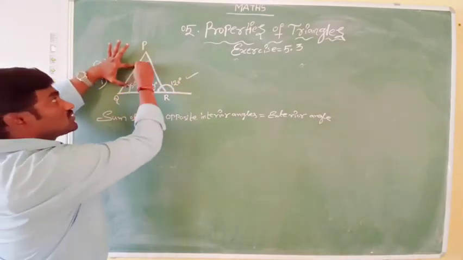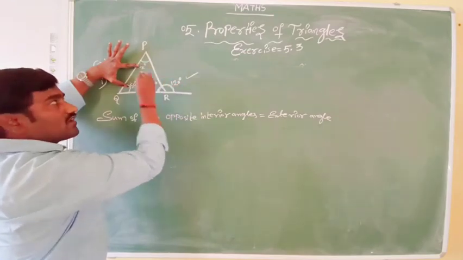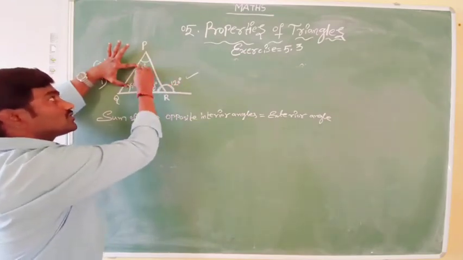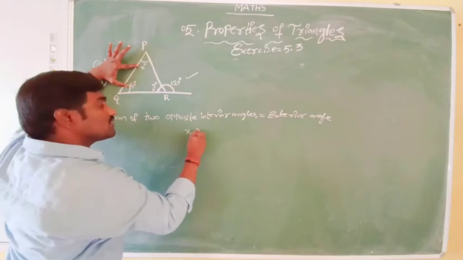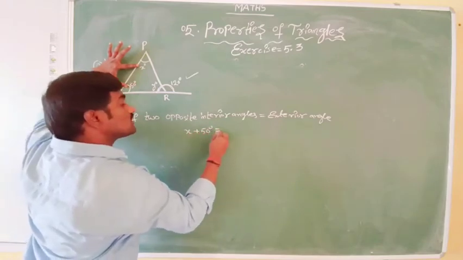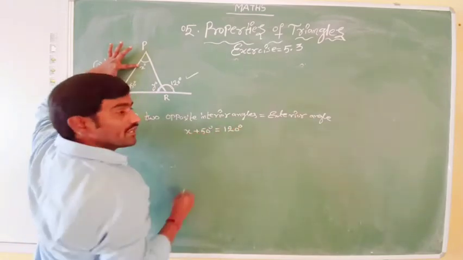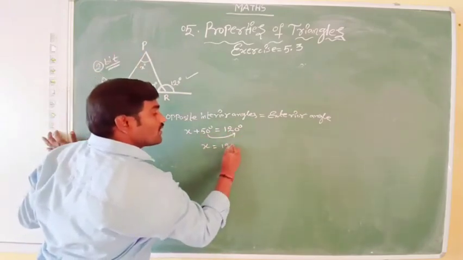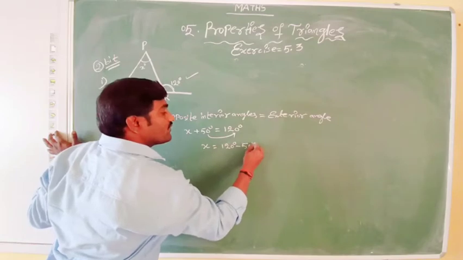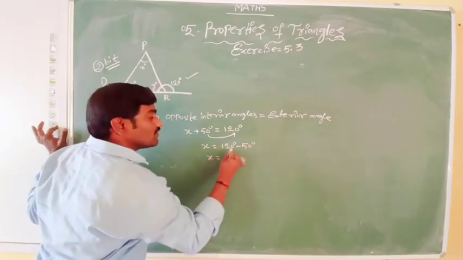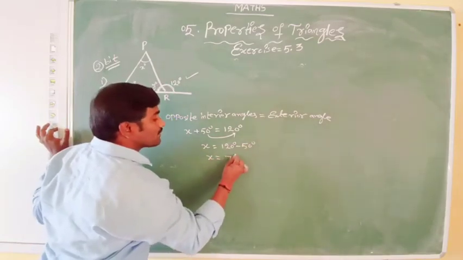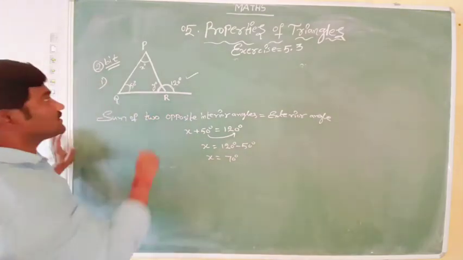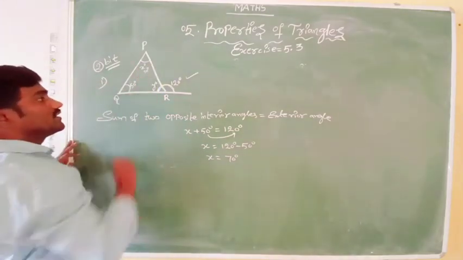Let us add these two. Sum of these two angles equals the exterior angle. We have learned this property already. So x plus 50 degrees is equal to 120 degrees. This 50 degrees you transfer to this side. x equals 120 degrees minus 50 degrees. So x equals 120 minus 50, which is 70 degrees. Here we get 70 degrees.